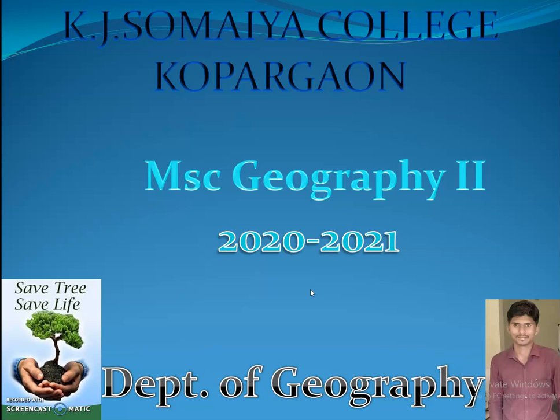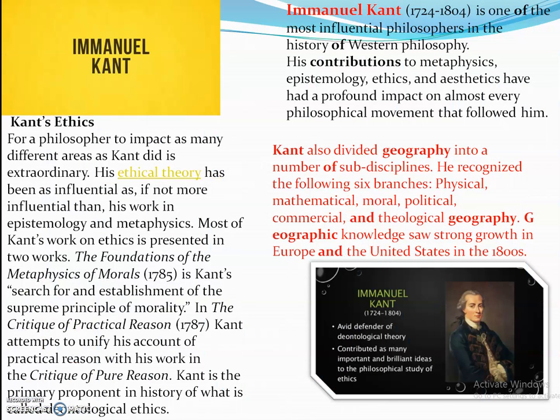So today we will start a new lecture of MSc Geography second year. This is the sixth lecture of geographical thought. Today we will discuss some important geographers like Immanuel Kant, Alexander von Humboldt, W.M. Davis and Carl Ritter. So let's begin our lecture. Our first geographer is Immanuel Kant.